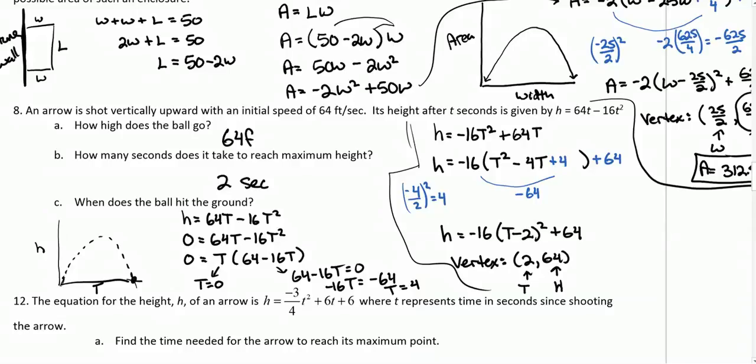So when does the ball hit the ground? Either at 0 seconds or 4 seconds. 0 seconds is when the ball is hit, and 4 seconds is when it lands. And there's a little issue here, which starts by talking about an arrow shot vertically upward, and then now it's talking about a ball. It should say arrow. And so our answer is 4 seconds.